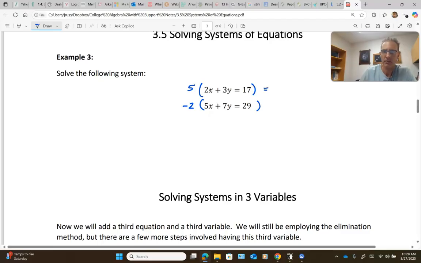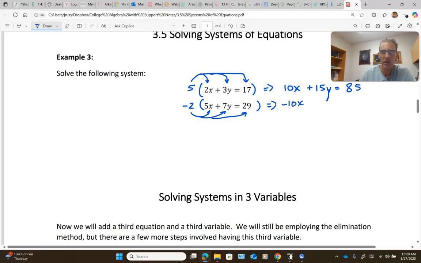So let's go ahead and do this. We'll distribute the 5 to the top equation. 5 times 2x will give us 10x. 5 times 3y will give us 15y. And then 5 times 17, I believe, will give us 85. Then I'm going to distribute my negative 2 to my second equation. Negative 2 times 5x is negative 10x. Negative 2 times 7y is a negative 14y. And then negative 2 times 29 is 58.